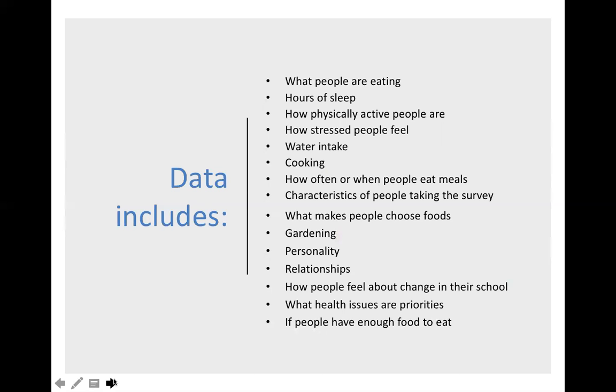What factors make people choose different types of foods? How gardening may impact some of this, personality traits, relationships with others, and really importantly, how people feel about change in their school. What do they think is an important issue to change? What do they think about health in general? And if people have enough food to eat, which is also called food security.